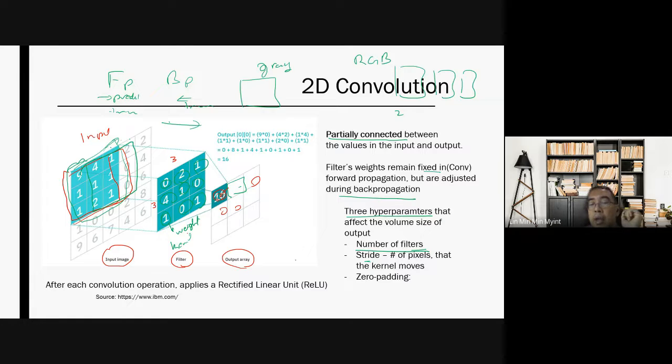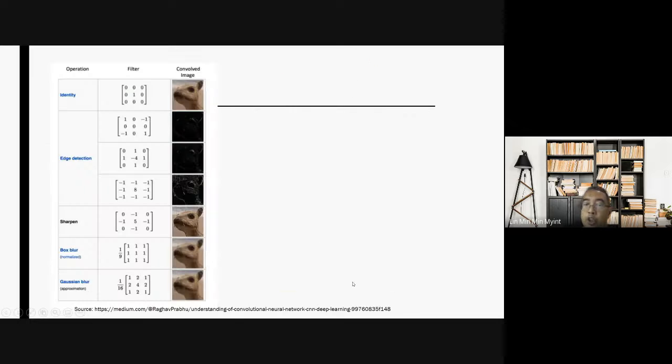Another one is whether there is zero padding or not. In some cases, if our input is 6 by 6 and we want to have a 6 by 6 output, the same as the input, you have to put in zero padding. It just means you fill the empty space at the output with zeros. So based on those parameters, your output will change.